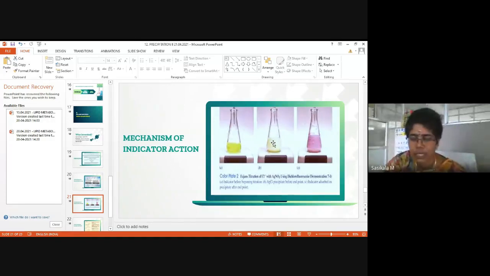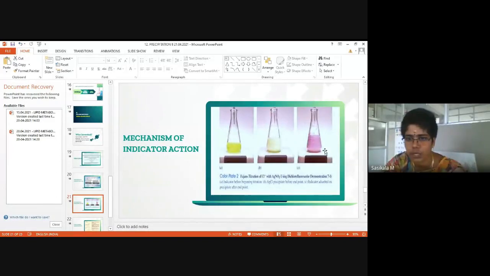Once all the chloride is precipitated as white precipitate, excess silver ions will be there, that is positively charged. Dichlorofluorescein will be negatively charged, so it will be adsorbed towards the positively charged silver ion to give pink color. So once all the chloride is precipitated as white precipitate, at the end point, the indicator will be adsorbed onto the silver coming from the burette to give pink color. This is the end point.